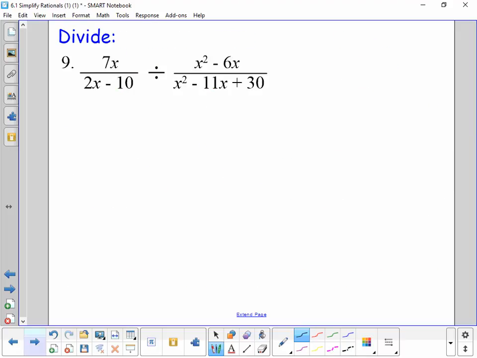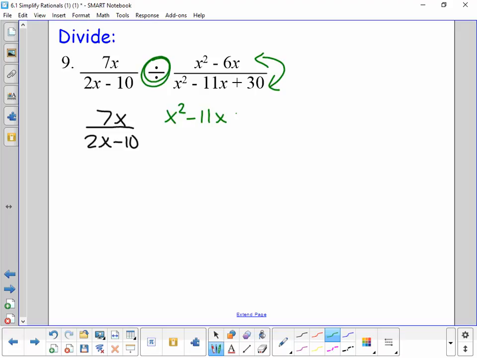So let's try a couple of these. So I have a 7x over a 2x minus 10. I'm going to leave that for now. And I want to divide. So I need to do the reciprocal here. X squared minus 11x plus 30 over x squared minus 6x. And since I did the reciprocal, it's now a multiplication problem. So now I could factor everything.